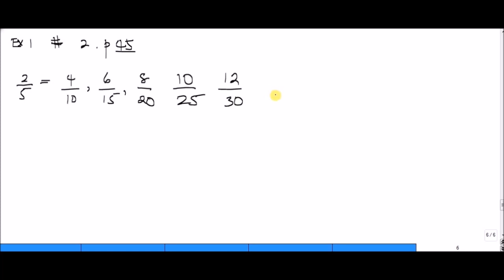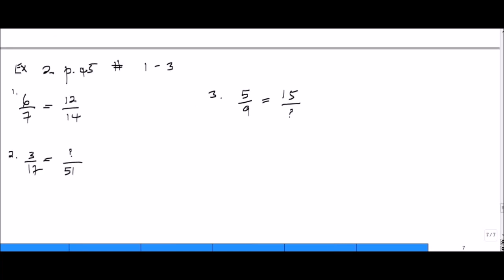Okay, last one. Using 7 now, 7 times 2, 14, and 7 5s will give us 35. So I hope we get that one. We just multiply the numerator and the denominator by the same number.